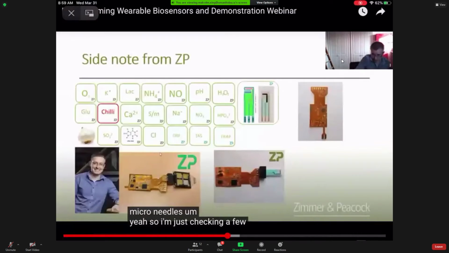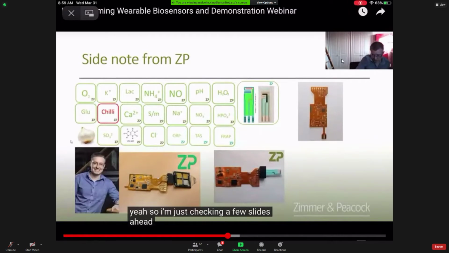So yeah, I'm just checking a few slides. Microneedle right now is also 3D printable. That's very good. And right now, every other chip or wireless or Bluetooth module you can order from Amazon or eBay or Texas Instruments, for example. The only thing right now is how to design your electrode, what materials, and what enzyme you use. So that's it.